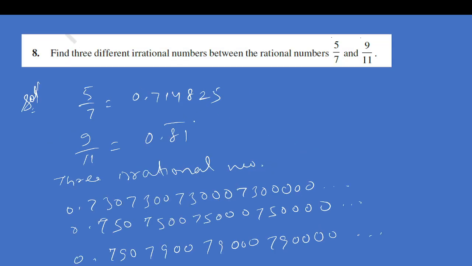Now find three different irrational numbers between the rational numbers 5 by 7 and 9 by 11. So get the decimal expansion of 5 by 7. It's 0.714285, non-terminating and recurring. 9 by 11 will be 0.81 recurring.